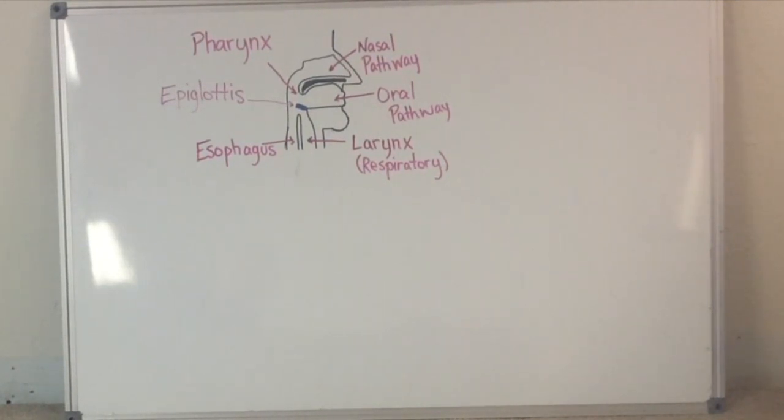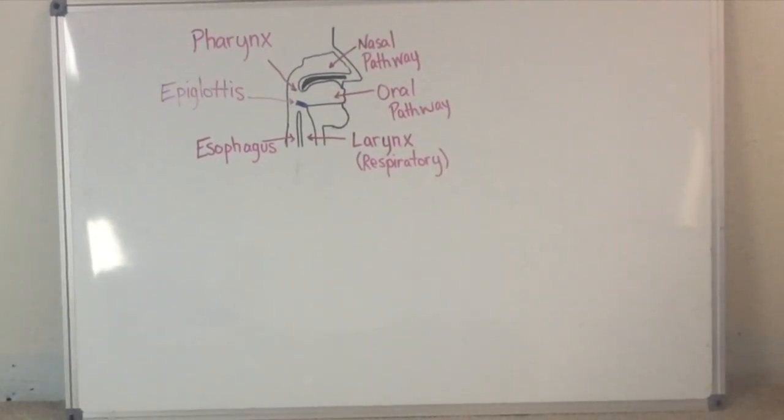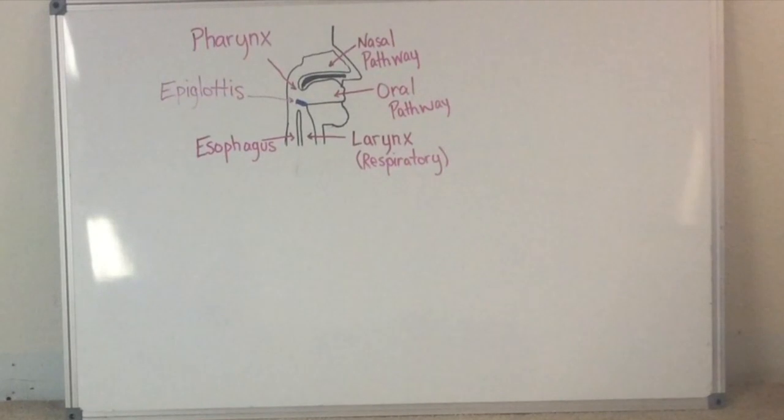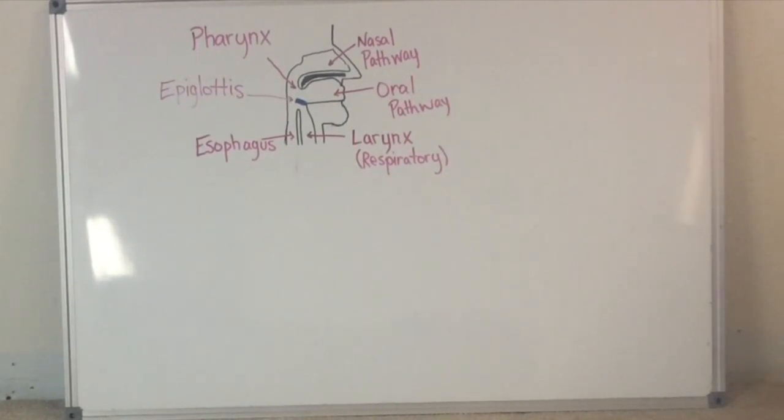The pharynx is a common pathway between the nasal cavity and the oral cavity and is a shared part of both the respiratory and digestive tract. From the pharynx, we see a splitting between the esophagus and the larynx. The larynx moves air into the lungs. The esophagus allows food to move down into our stomach.